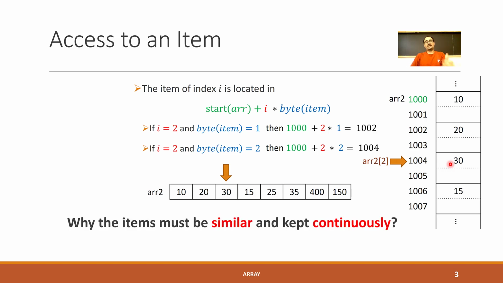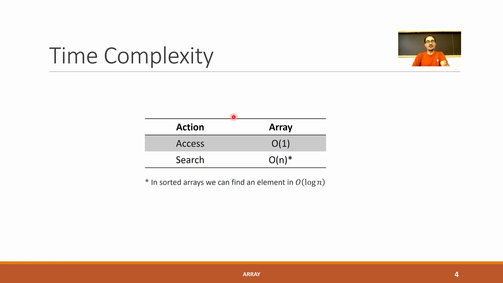Now we can see why the items should be similar and why we have to keep them continuously. They have to be similar because we need the number of bytes that each element needs to be stored in the memory, and we are using it here. If they are not similar, we cannot use this formula anymore. And they have to be continuously in the memory because otherwise we cannot use this formula. And it's very important to be able to use this formula because it provides very fast access to the elements in the memory.